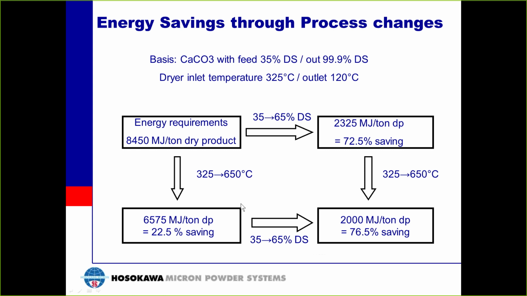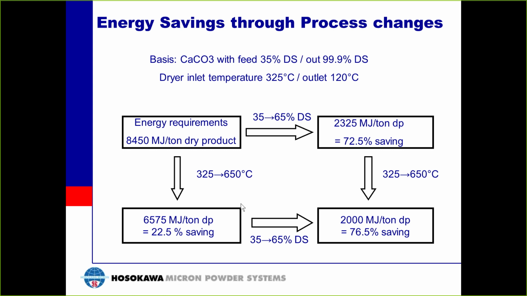What this slide shows is an example for calcium carbonate. You've got a feed that's going to have 35% solids, and what you want to discharge is 99.9% solid. So you're going to be going from 65% moisture down to 0.1% moisture. If you consider a dryer with an inlet temperature of 325 degrees C and an outlet temperature of 120 degrees C, your energy requirement is going to be 8,450 megajoules per ton of dried product.